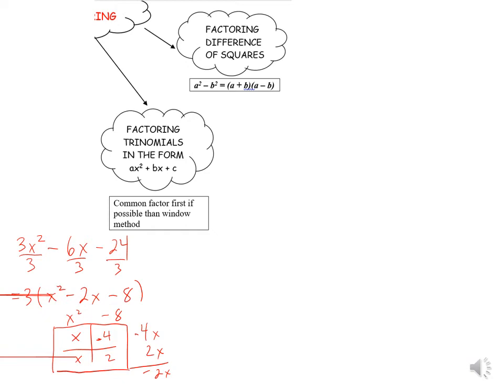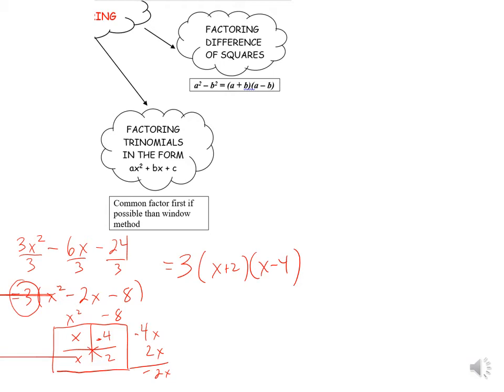Don't forget, final answer, that common factor over here, that's got to go out front. And then your diagonals, x plus 2, x minus 4. And again, don't forget, it doesn't matter what order you write those factors in. Multiplication doesn't matter.